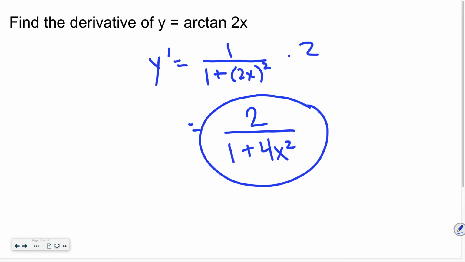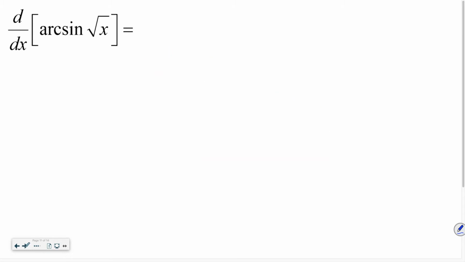Just like any other derivative, what's inside stays inside, and then you apply the chain rule. Okay. Look at the second one.